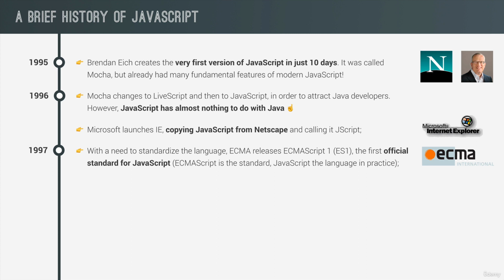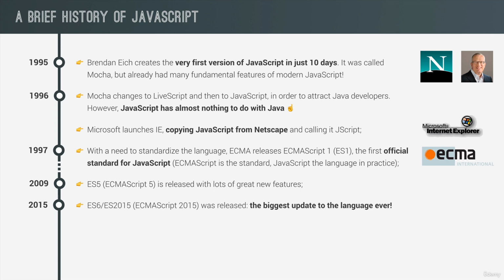Now, fast forward to 2009: after a lot of complications and disagreements about where the language should be headed, ES5 was released with a lot of great new features. And then finally, another 6 years later, the much-awaited new version ES6 was launched in June 2015. This was the single biggest update to the language ever. It contained a ton of new exciting features, which we will explore throughout this entire course. This was and still is a really big deal for JavaScript and for the whole web developer community.